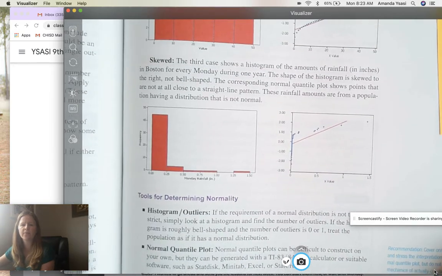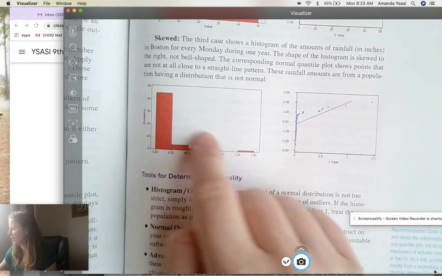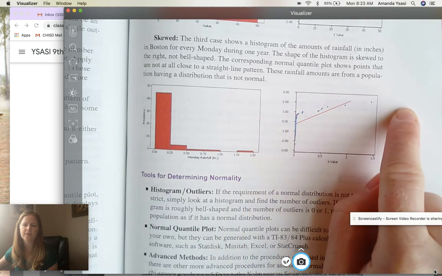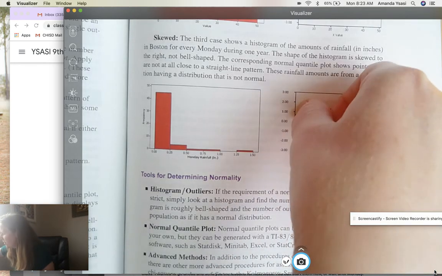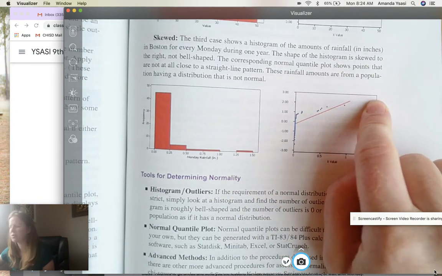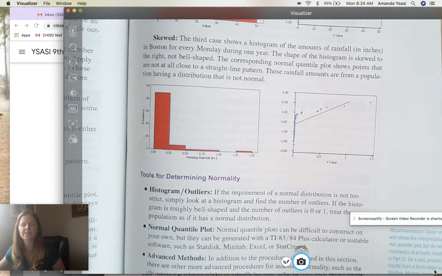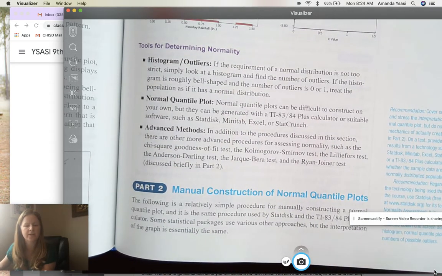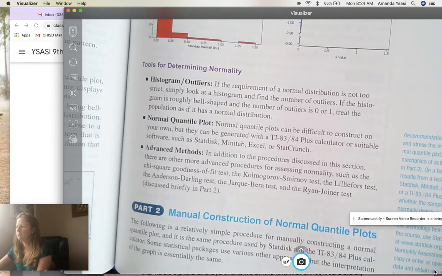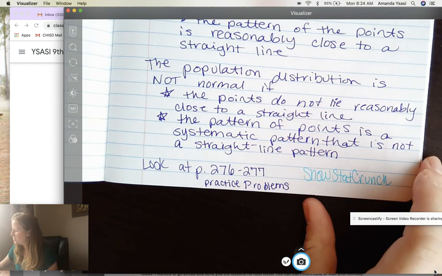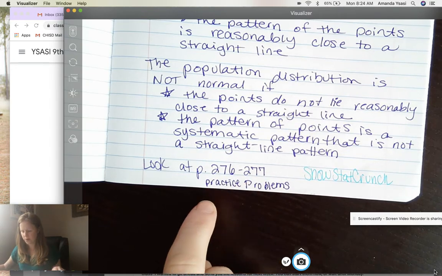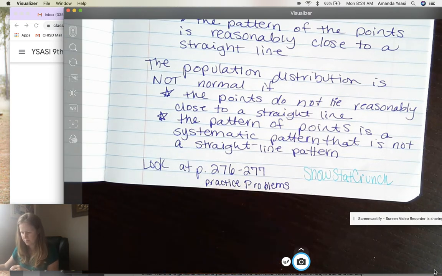Okay, and then look at whenever it's skewed. So we can see that this is skewed right. And when we look at our data points, see how that's not a straight line? We have a bunch of points right here, and then points that kind of stretch along, but it's not a straight line. So that tells us it is not normal. Okay, we are not going to learn how to manually construct these QQ plots. We are going to use StatCrunch in MyMathLab. We already looked at 276 and 277, and then we're going to look at a couple of practice problems.